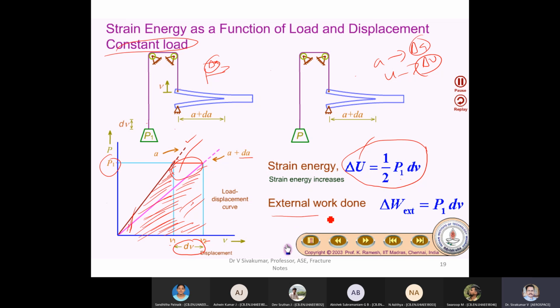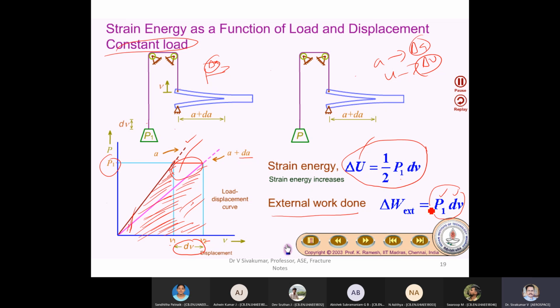What is the external work done? P1 into dV, external work. External work means force into displacement. So this is the strain energy, this is the potential energy, and this is the external work, P1 into dV. You guys know very well.